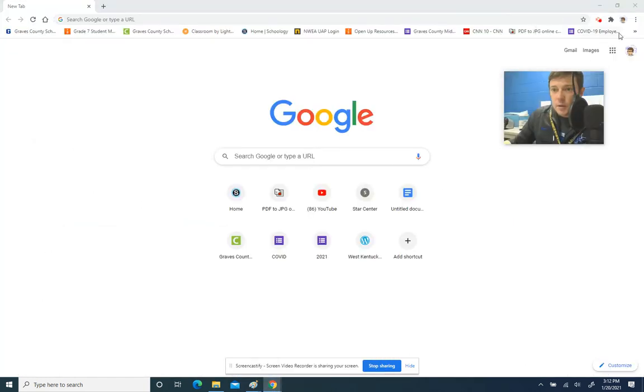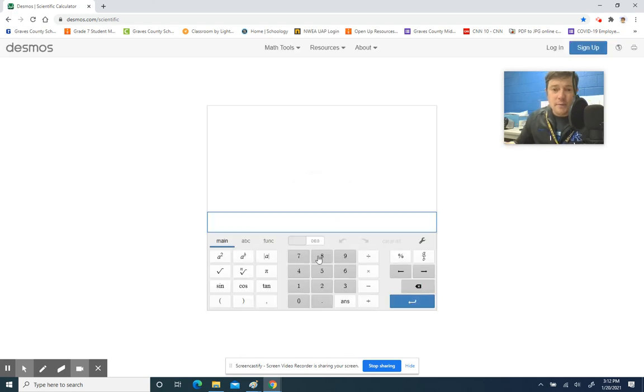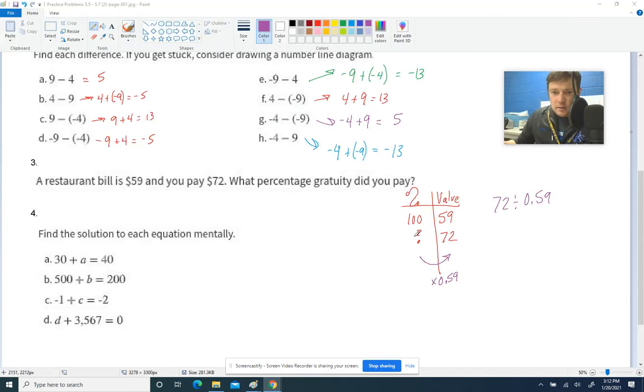I'm going to pull up my Desmos calculator, and I'm going to do that division right now. So 72 divided by 0.59. Let's see what we get. We get 122-ish. We're going to round that to about 122. So if this is 122, then how much gratuity did we give? Well, it would go from 100 to 122, and that's a difference of 22. So about 22%. We left a little over 20%, which is a nice tip.